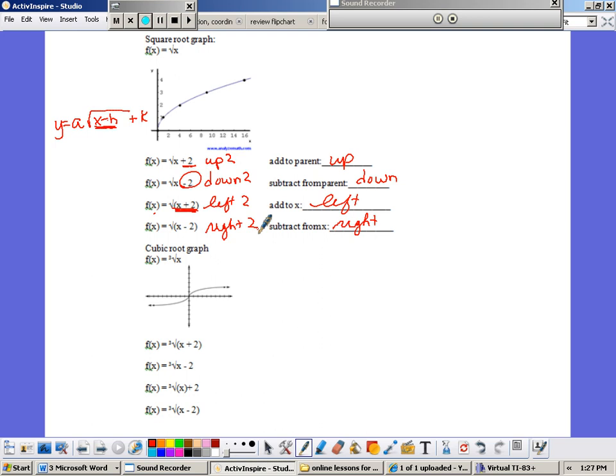It doesn't change with whatever equation it is. I'm adding to the x, so it's left, and it'll be left 2. I'm subtracting from the parent graph. It's way back here. It's not in the parentheses with the x, so it's down 2. I am adding to the parent graph because it's not in the parentheses, so it's up 2. And I'm subtracting from the x, so it's right 2.